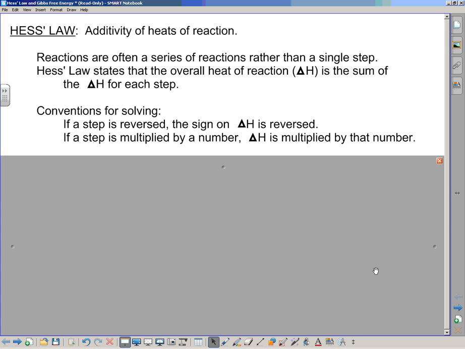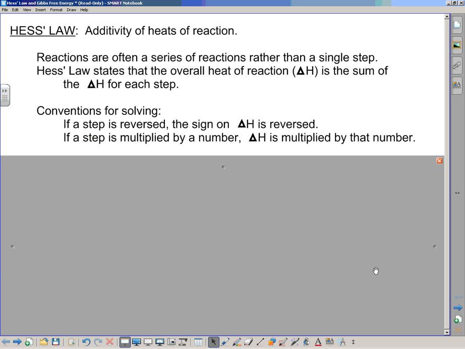Sometimes the steps are written in the reverse order, and what is listed as the products you actually need to be reactants, and vice versa. When that occurs, you can take that equation and flip it, write it in the opposite direction, and all you have to do is change the delta H. Okay? If the delta H is written in such a way that it's negative, an exothermic reaction, then when we go ahead and reverse it, now we have an endothermic reaction because the heat has switched from the product side to the reactant side.